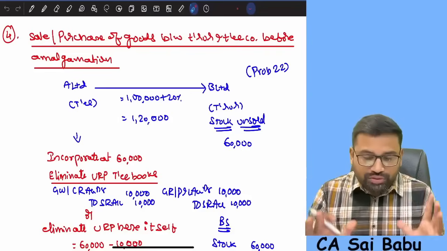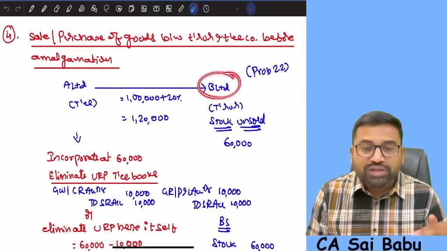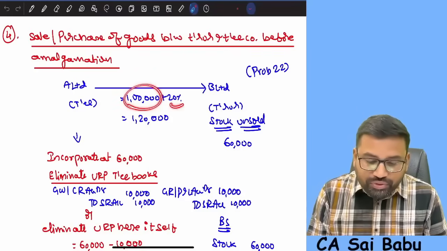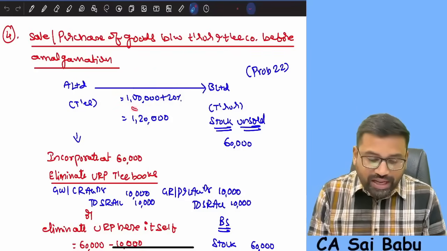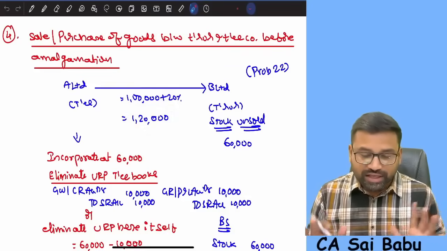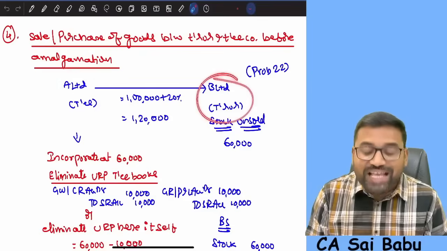Now, see, for example, A Limited is there. It sold some goods to B Limited. Before amalgamation, 1 lakh worth of goods were sold at 20% profit. 1 lakh cost, 20% profit added, 1,20,000 is the sale value. Now imagine this happened before amalgamation. Now A Limited is the transferee company, sir. B Limited is the transferor company.